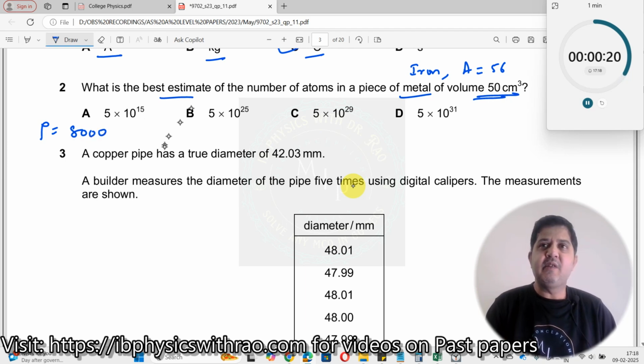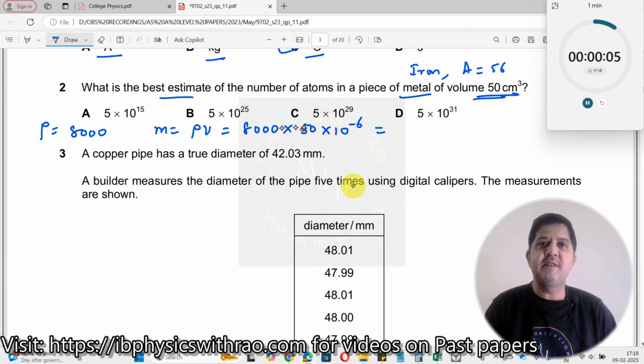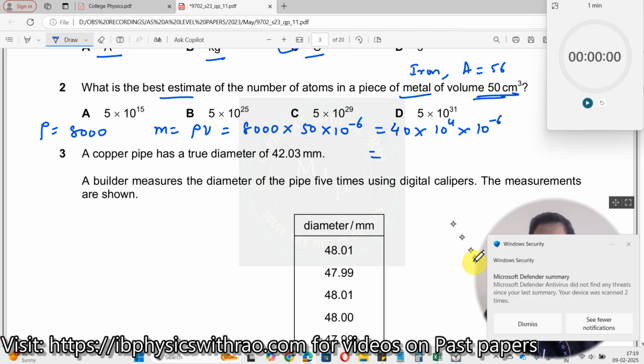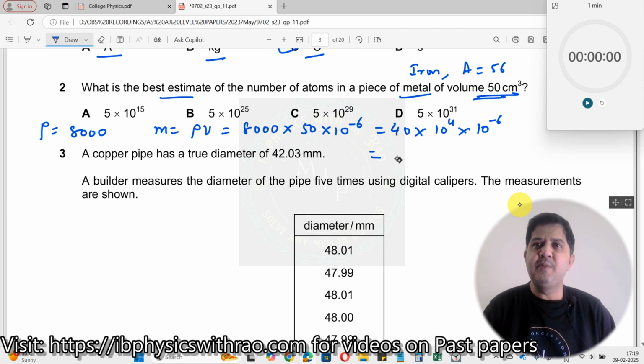This also we know. So we'll take out the mass. Mass is equal to density multiplied by volume, which is 8,000 multiplied by 50 into 10 to the power of minus 6. 8 fives are 40, so 40 multiplied by 10 power 4 multiplied by 10 power minus 6, which is 4 into 10 to the power of 1 plus 4 minus 6, which is minus 1, around 0.4 kg. So a volume of 50 centimeter cube will weigh 0.4 kg. This is what we come to know.